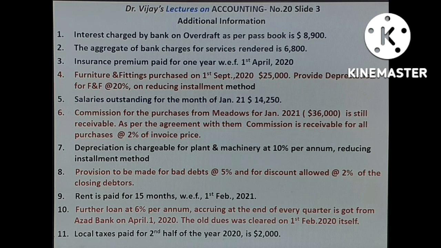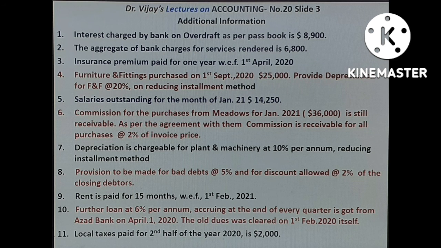You have to calculate how much portion is prepaid or outstanding. Only these 11 pieces of additional information are given. There is nothing regarding stock of goods at the end, and the item drawings is not there in the trial balance. As the two items are not there, we have to proceed on the impression that there is no closing stock and the proprietor has not taken any drawings during the year.